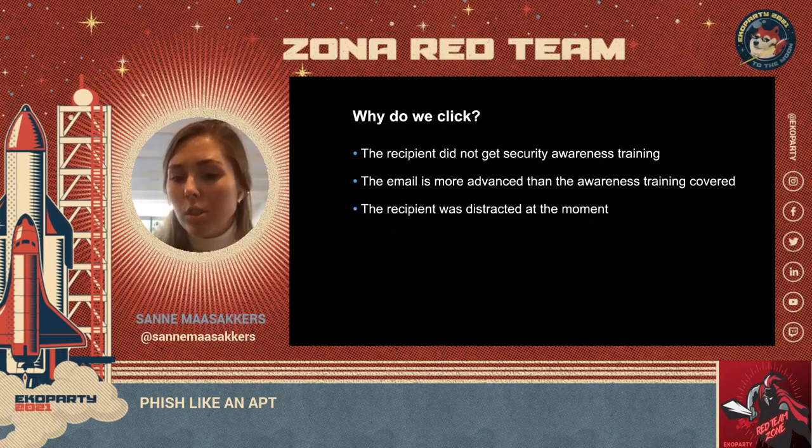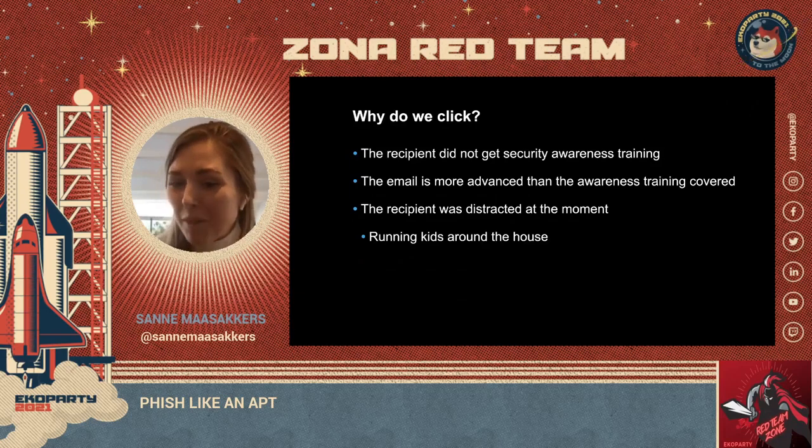And the last one is the recipient was distracted at the moment. This is just normal human behavior. If someone has kids running around the house, we had to work from home, there was a lockdown, you were working, you are in meetings every day, and you have to homeschool your kids at home, and you still want to finish some work for that day. Well, it could be that you click on a link that you would normally not click because you had decent security awareness training. So that could be an option.